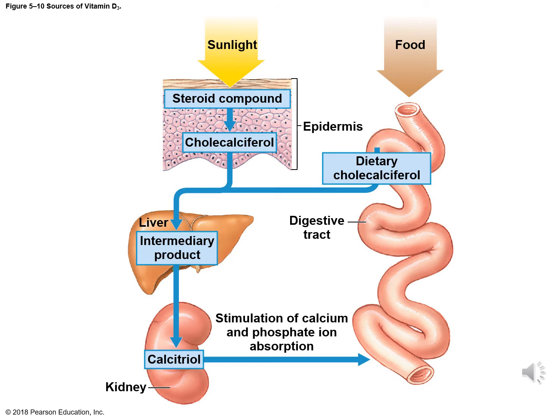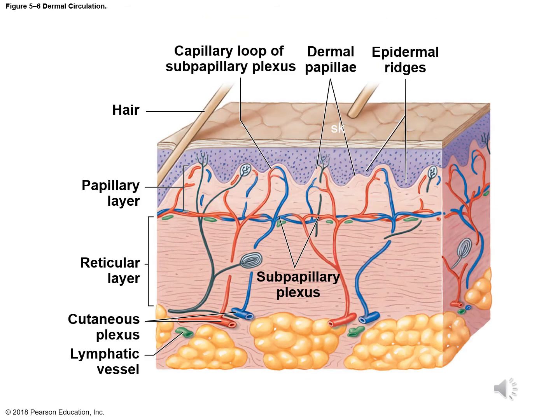This is a hormone, and it is used by your small intestines for the absorption of calcium and phosphate ions. This is why they put vitamin D in fortified milk, because it supposedly helps you with the absorption of the calcium and phosphate ions. The dermis is going to be found below the epidermis.